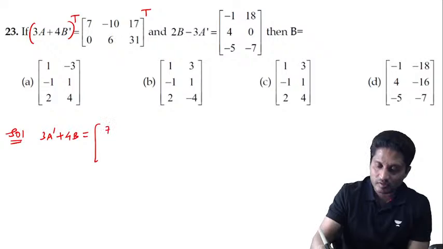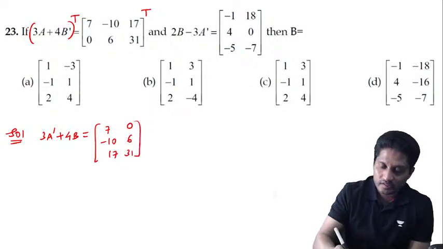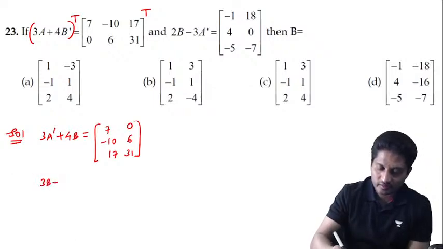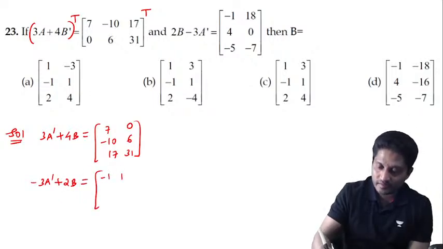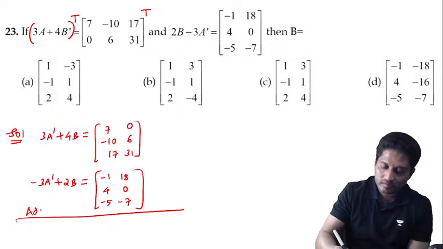First row becomes the first column and second row becomes the second column. Okay, and then this is 2B minus 3A dash. I can write this as minus 3A dash plus 2B is equal to matrix minus 1, 18, 4, 0, minus 5, minus 7. Right? If I add these two now, this fellow will cancel.